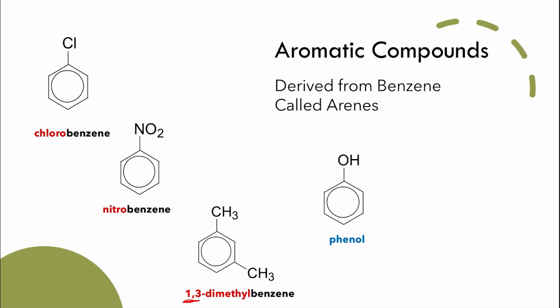Then there are certain compounds which have special names, like the benzene ring which has an OH group. This is called a phenyl group and this is called the phenolic OH and the compound overall is called phenol. When you have an amino group, this is called phenylamine, or we can also call it aniline.